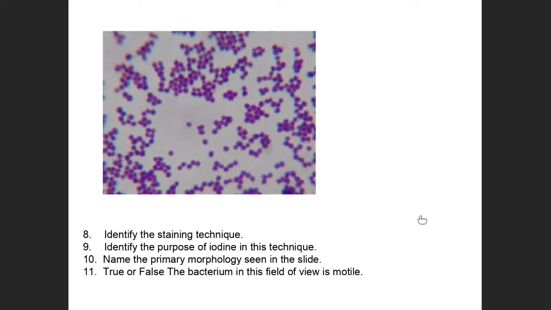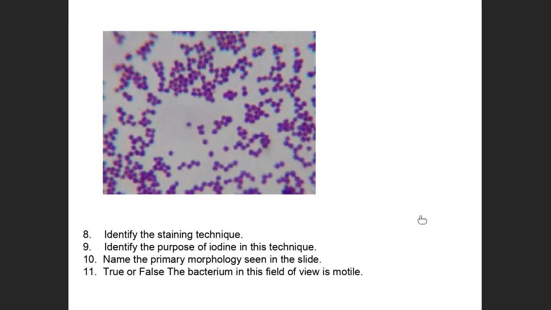So you see purple here, right? So you're assuming it's a gram stain. Identify the staining technique. It's a gram stain. Identify the purpose of the iodine, number 9. Identify the purpose of the iodine in this technique. It's a mordant. You could say it's a fixer. You could say it's a sealer. All those are fair, right?